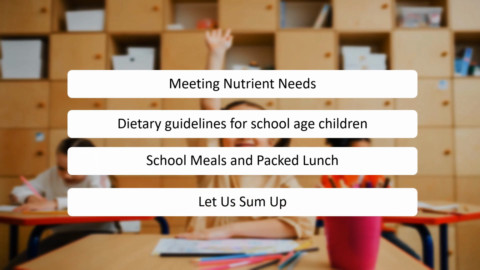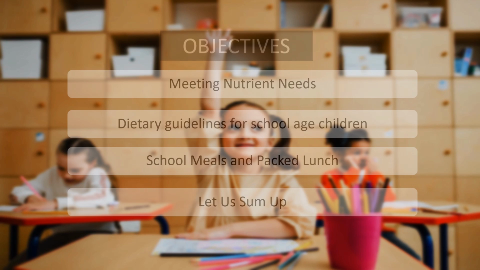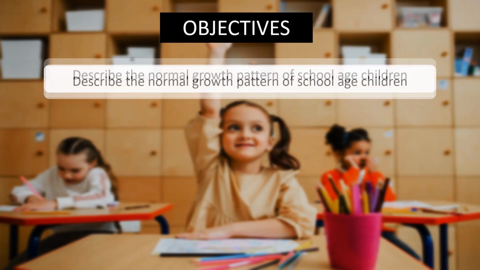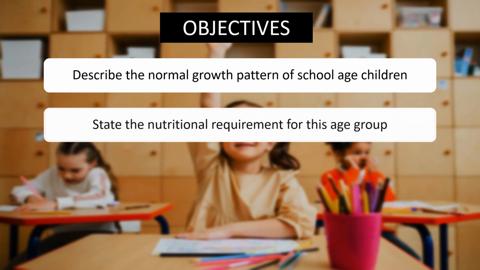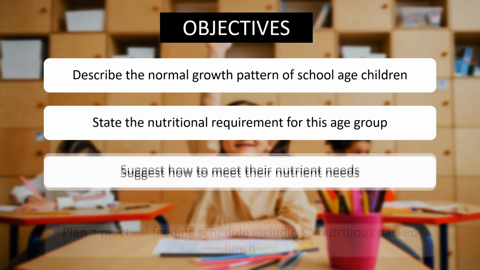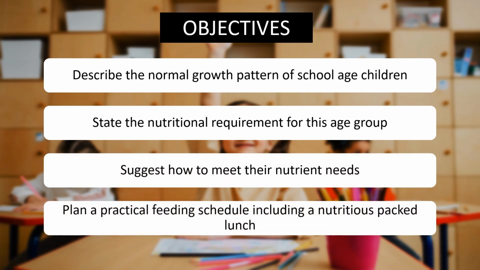The objectives of this lesson are: describe the normal growth pattern of school age children, state the nutritional requirement of this age group, suggest how to meet their nutritional needs, and plan a practical feeding schedule including a nutritious packed lunch for school age children.